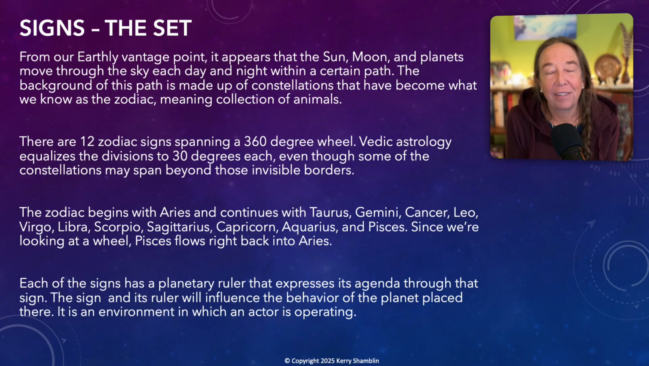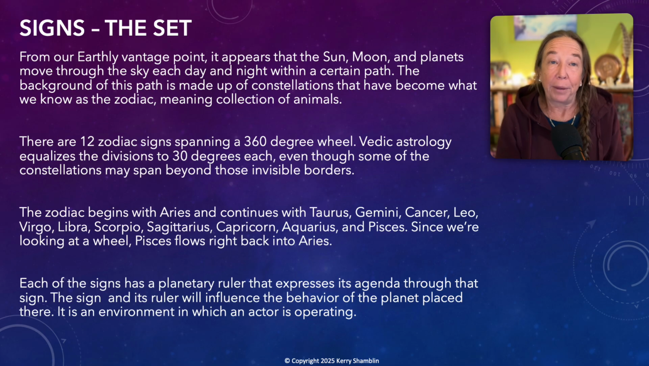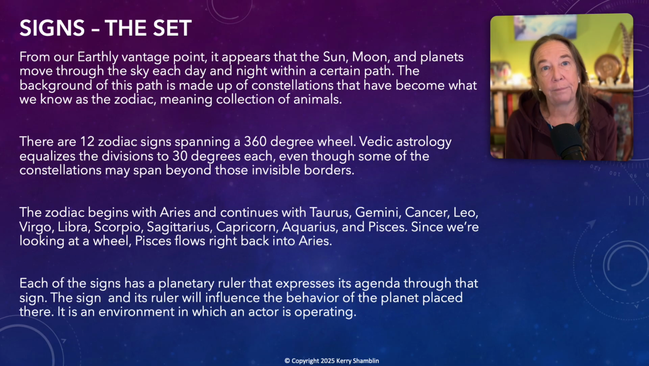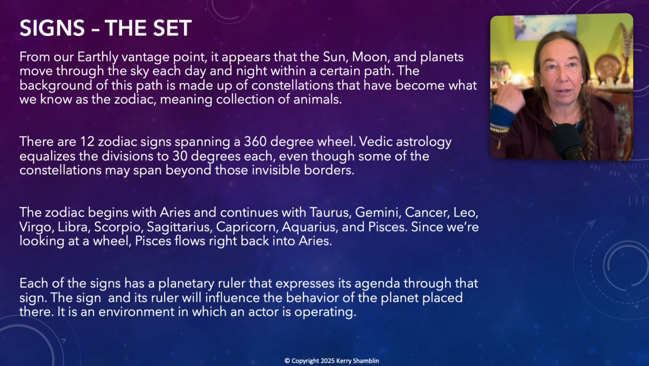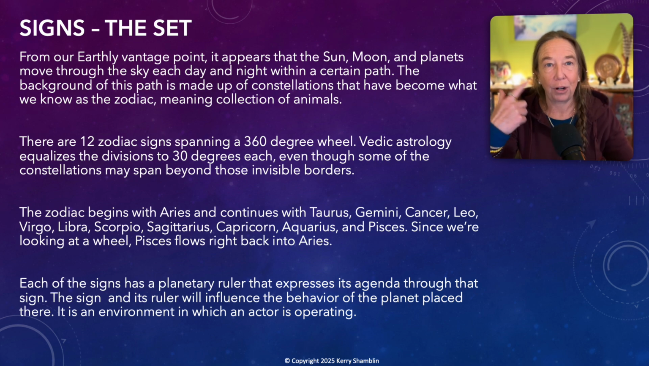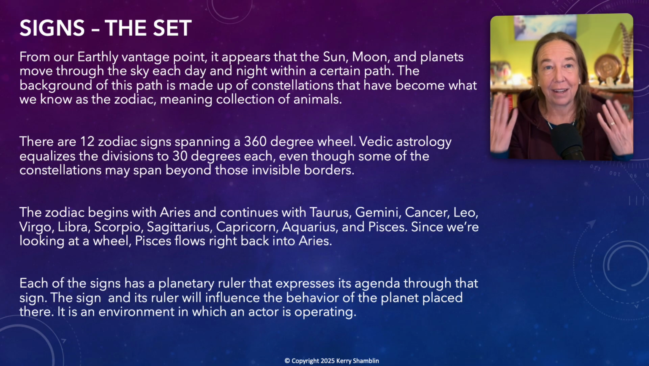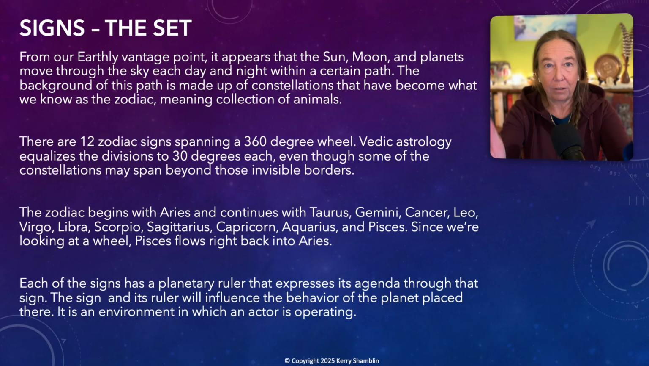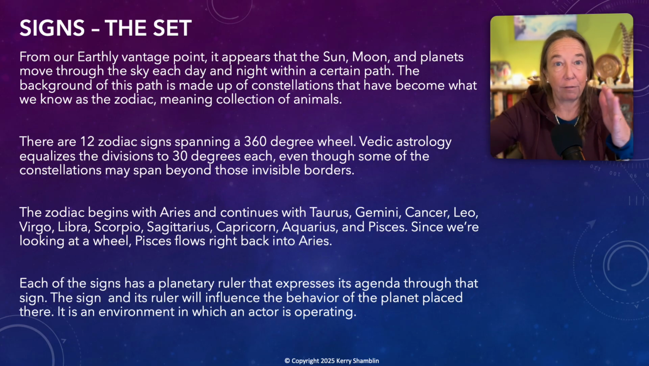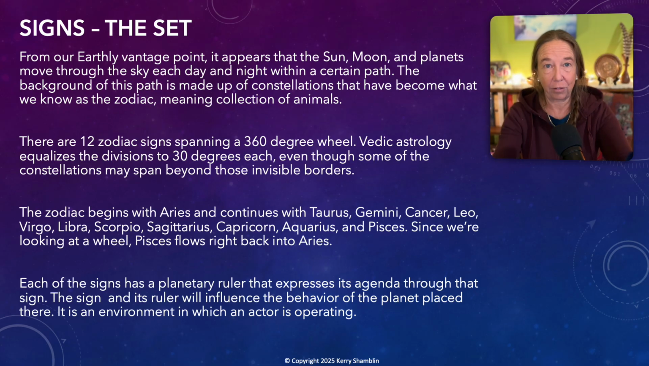And then we have the signs, which I correlated with the set of the play. Okay, so this is a big topic with the signs. From our earthly vantage point, it appears that we're sitting still and the sun and the moon and the planets are moving through our sky every day and night on a certain path. So when we look east, we can see the sunrise. When we look to the west, we can see the sunset. But the sun and moon basically travel in a band. They don't really vary wildly outside of this one zone.